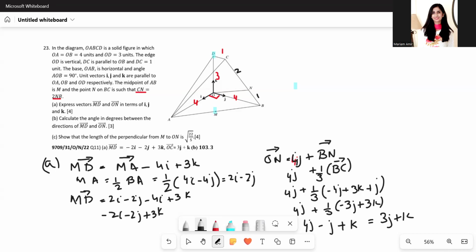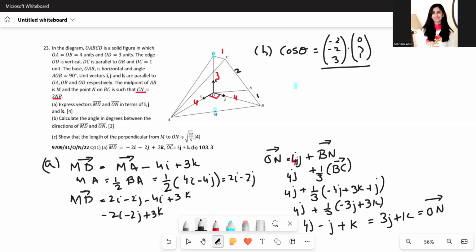I should be writing arrows here, equals ON. All right. Next part is part B. Calculate the angle in degrees between the direction of MD and ON. All right. We already have their directions. So we're going to find their dot product divided by the product of their magnitudes. So cos theta equals MD is -2, -2, 3, dot ON is 0, 3, 1, divided by the magnitude of each.